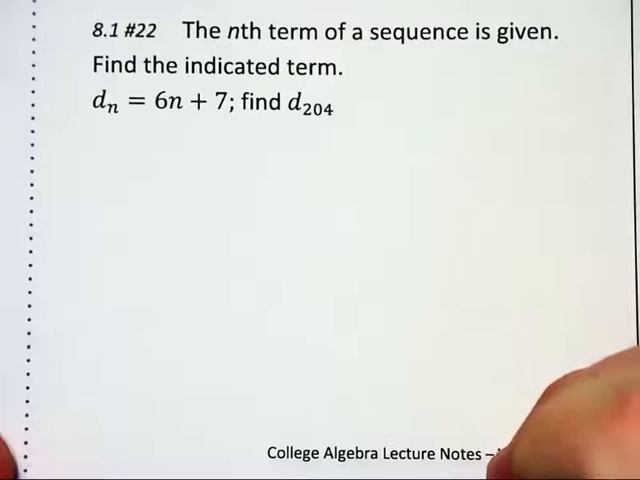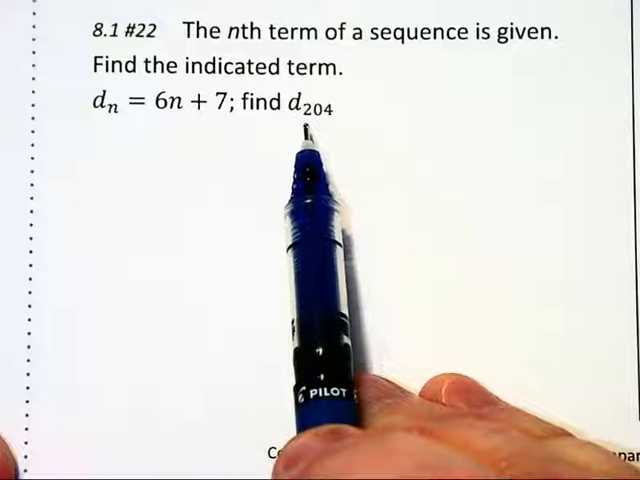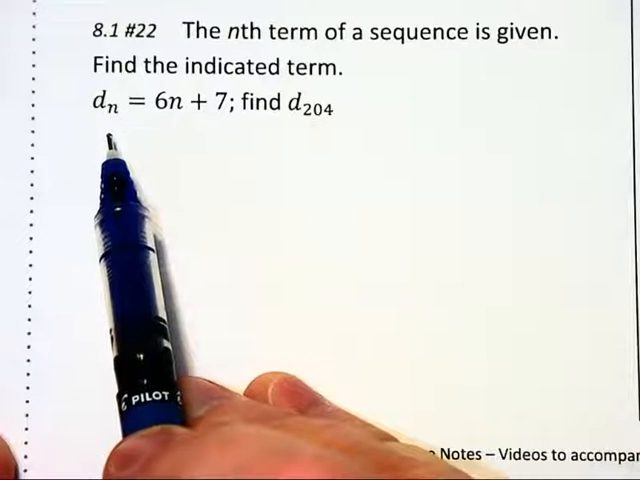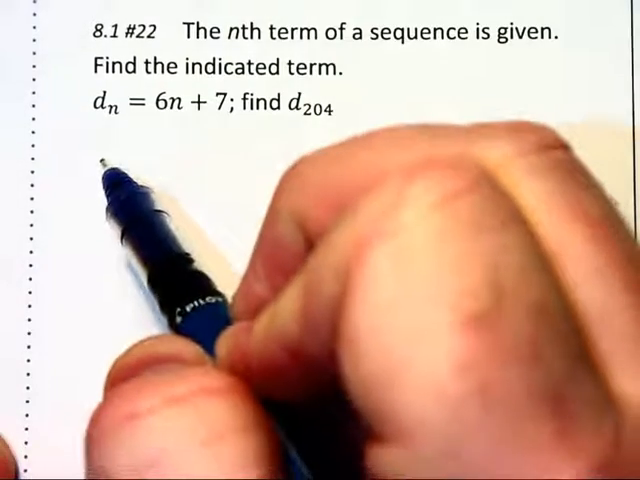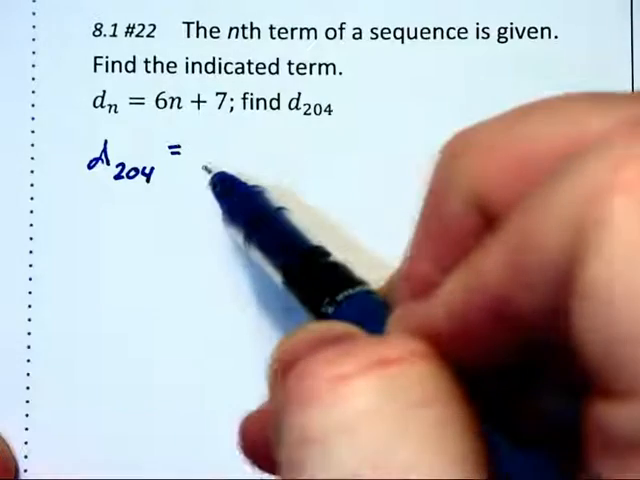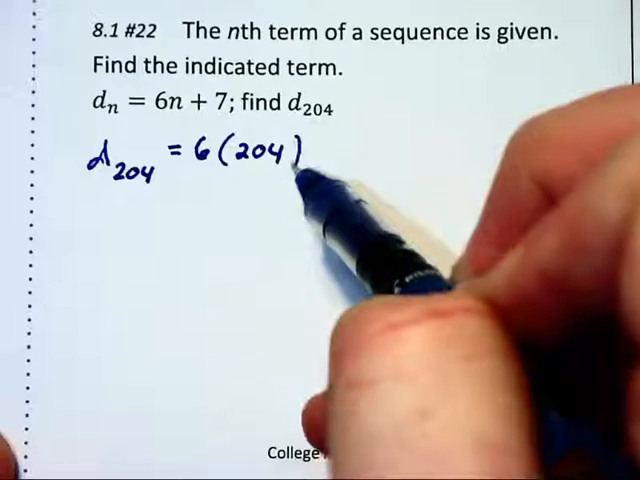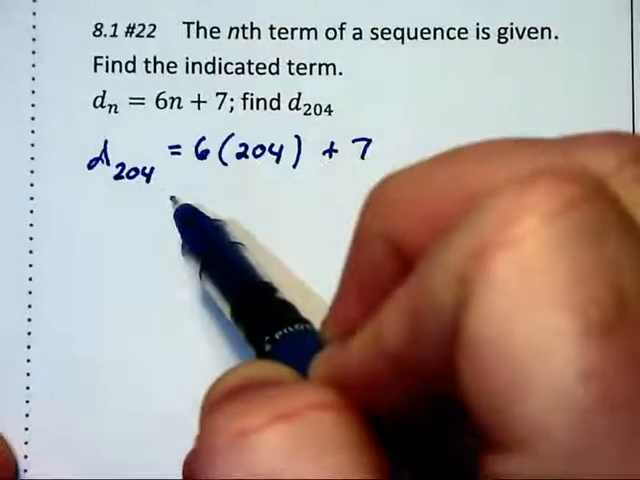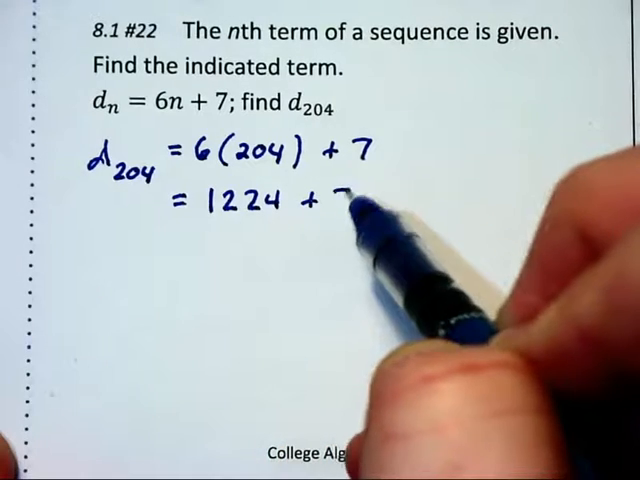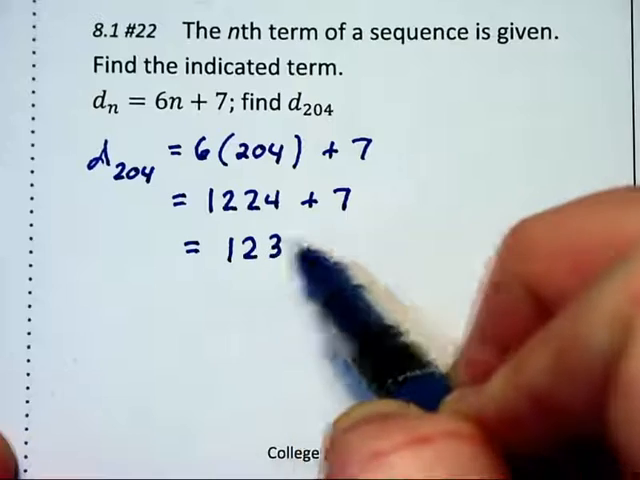Sometimes you are asked to find a particular term. In this case, we are being asked to find the 204th term of this sequence. Basically, we will substitute in 204 each time we see n. d sub 204 is equal to 6 times 204 plus 7, which is equal to 1,224 plus 7, which is equal to, finally, 1,231.